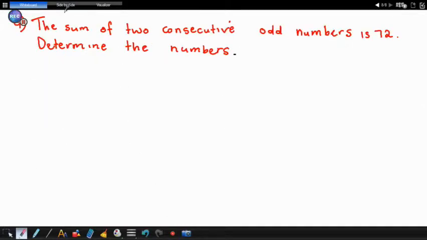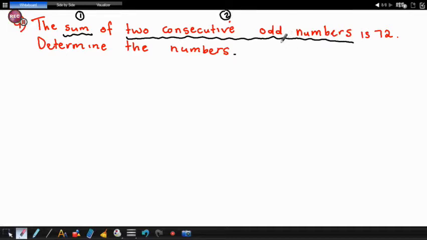Let's look at number 9. It says the sum of two consecutive odd numbers is 72. Right, the first thing we need to note is that it is a sum, so we're adding, and we are adding two consecutive odd numbers.